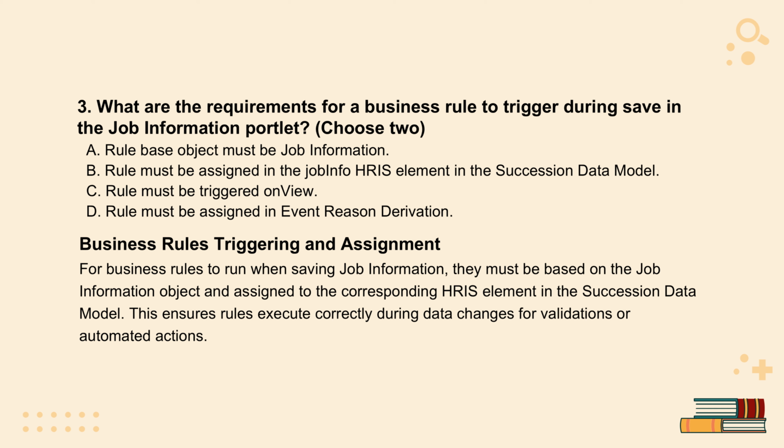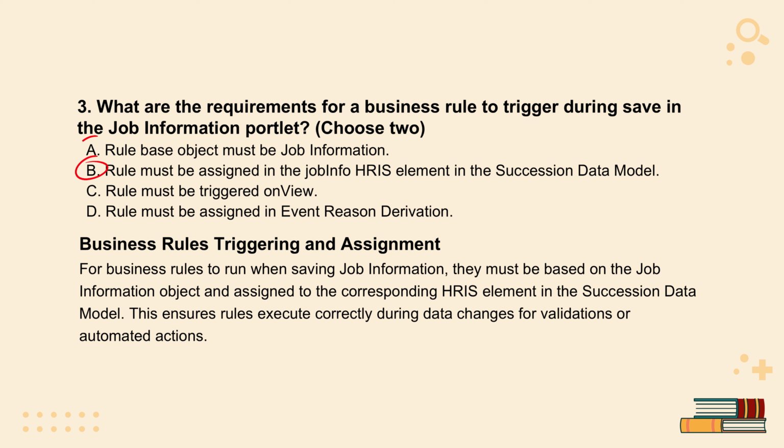First, the rules-based object has to be job information. It needs to know what data it's working with. And second, that specific rule must be assigned in the right place within the system's core data structure, often called the succession data model. You can think of that model as the HR system's DNA. It defines all the data types and how they connect.